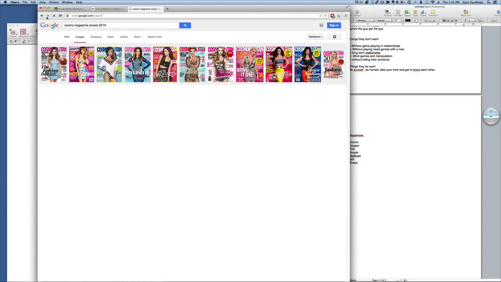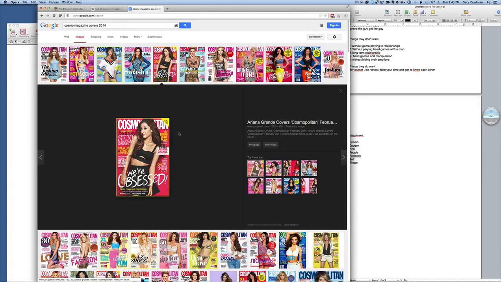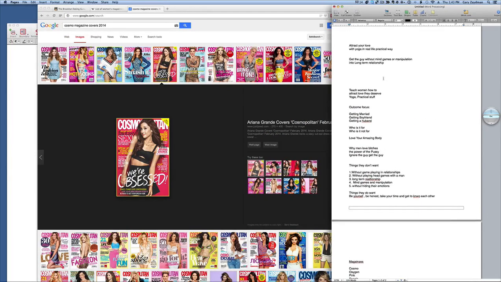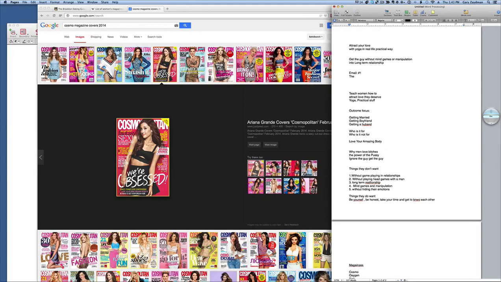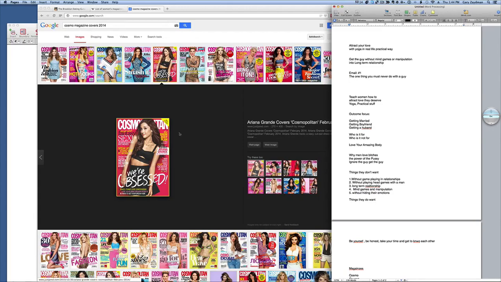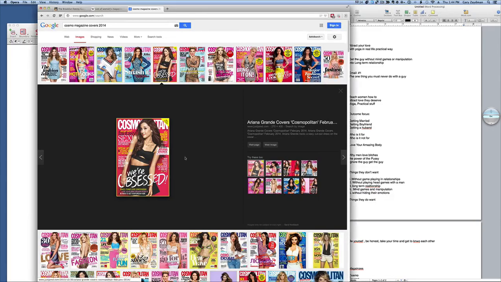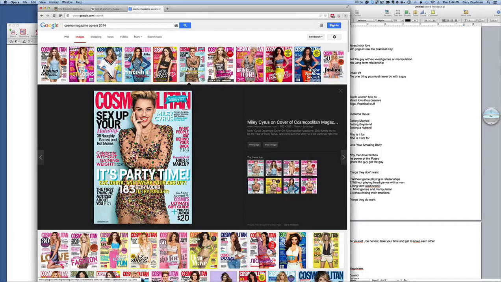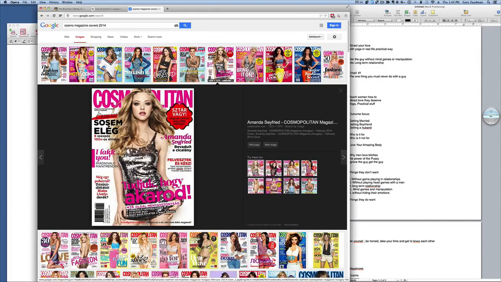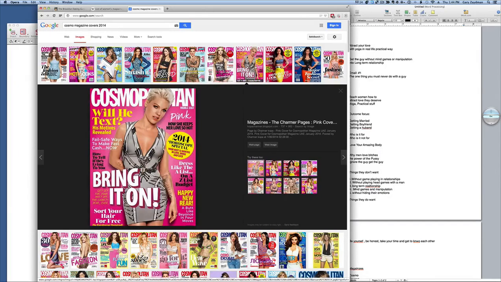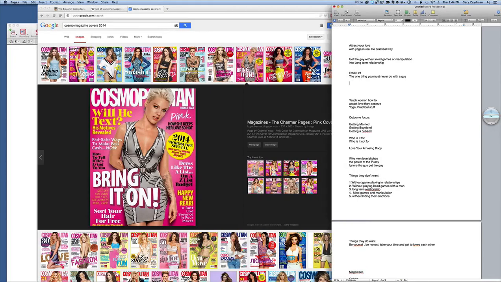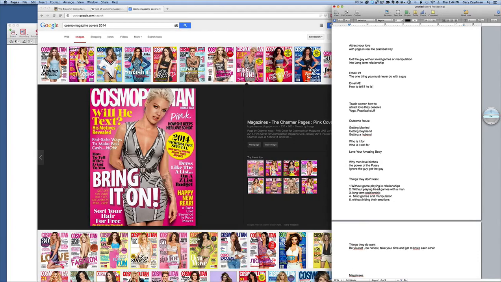What we're looking for is something related to dating. So let's see if we can find something here. The one thing you must never do with a guy, page 102. That's actually a very good idea for an email. The one thing you must never do with a guy. Girl, you deserve a vacay. It's party time. How to tell if he's lying to you. So that's email number 2: how to tell if he is lying to you.